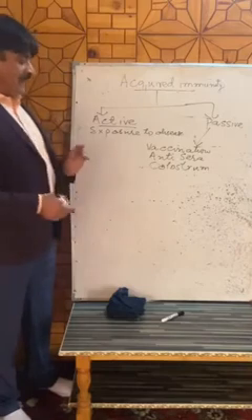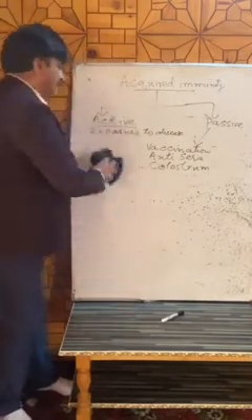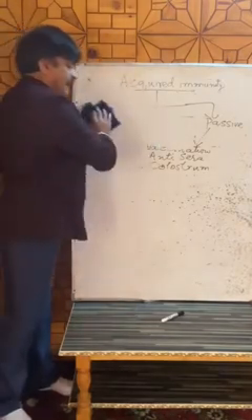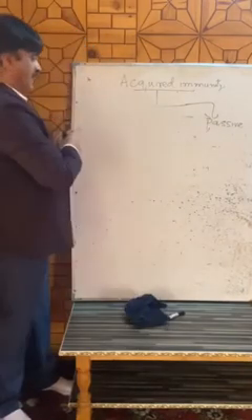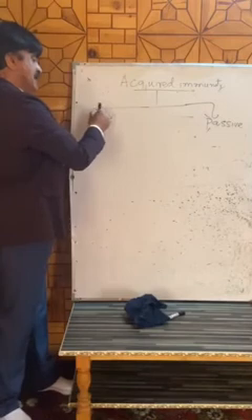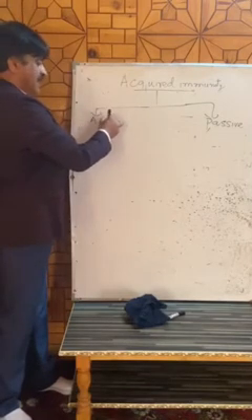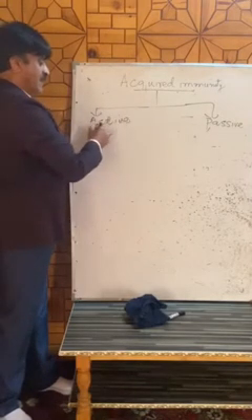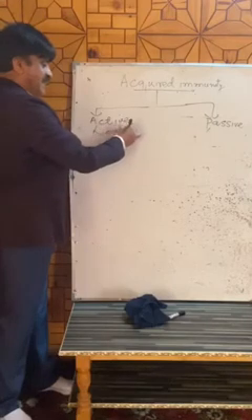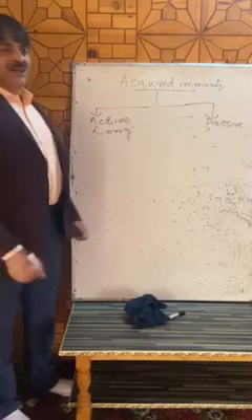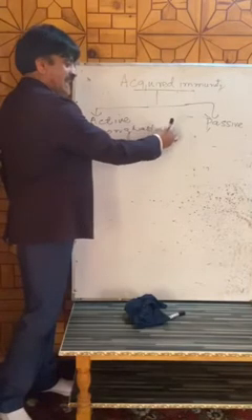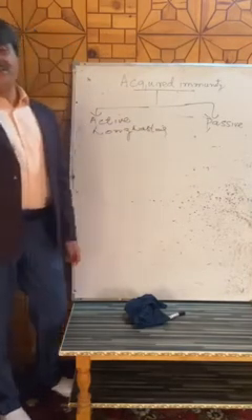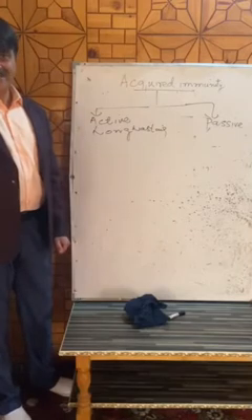Besides that, let us remember about acquired active immunity. So far as acquired active immunity is concerned, the advantage is that it is long lasting. Acquired active immunity is long lasting, the organism keeps it for a longer time. Acquired passive immunity is not as long lasting.